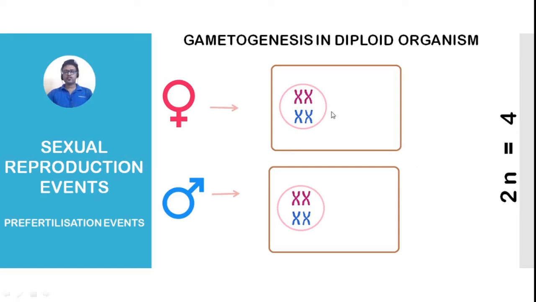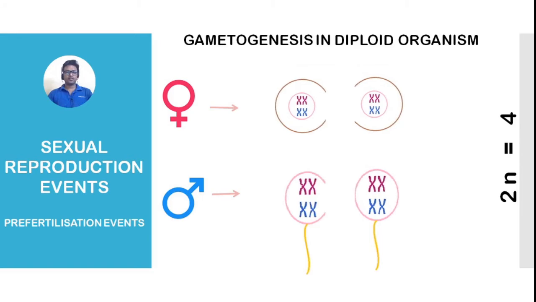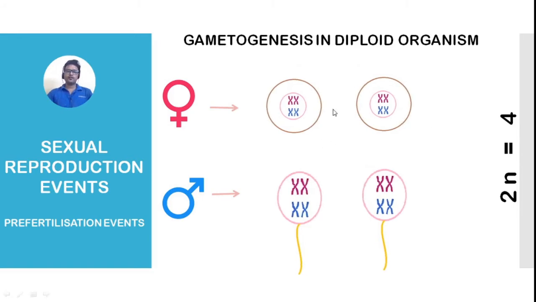And now at first what happens? It will replicate its nucleus. And you see the newly synthesized nucleus has 4 chromosomes, in case of female myocyte or in case of male myocyte. And now it will form the cell plate, and finally it will divide and give rise to the gamete cell. And you see this is the female gamete and this is the male gamete.